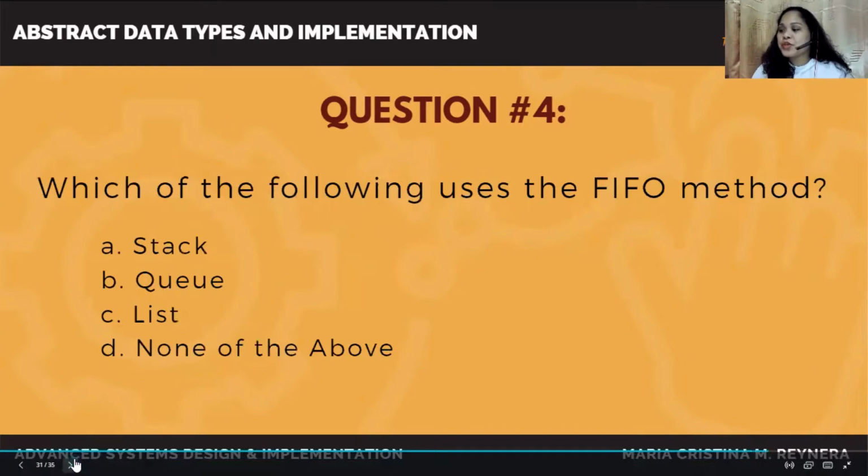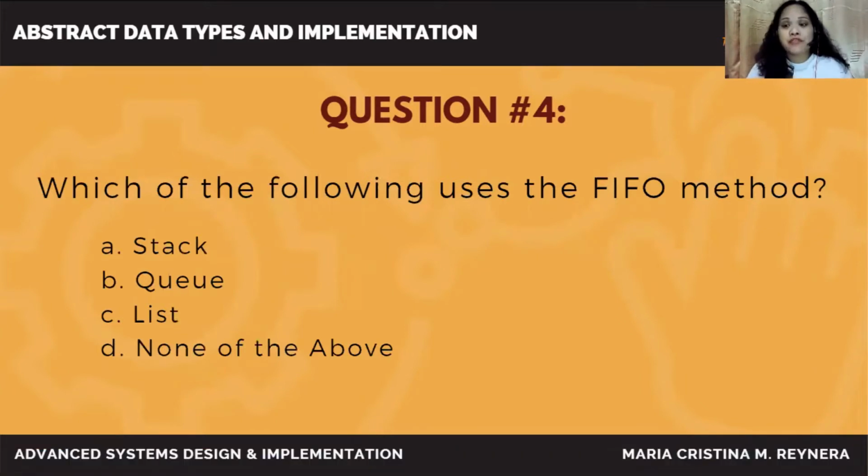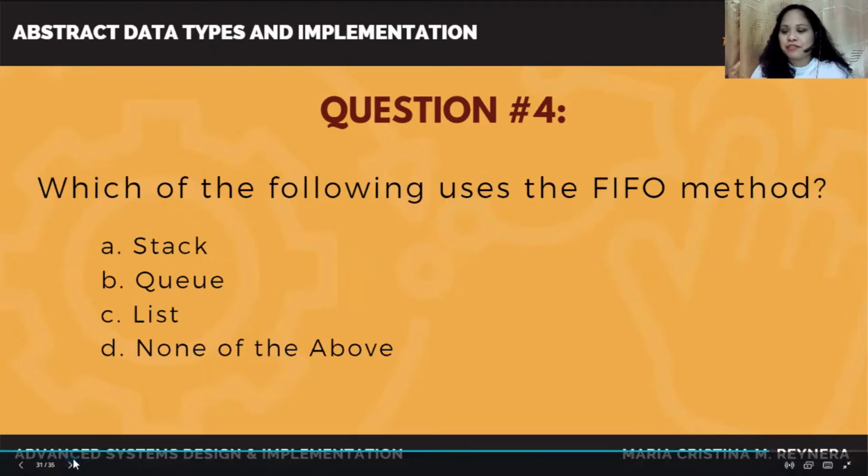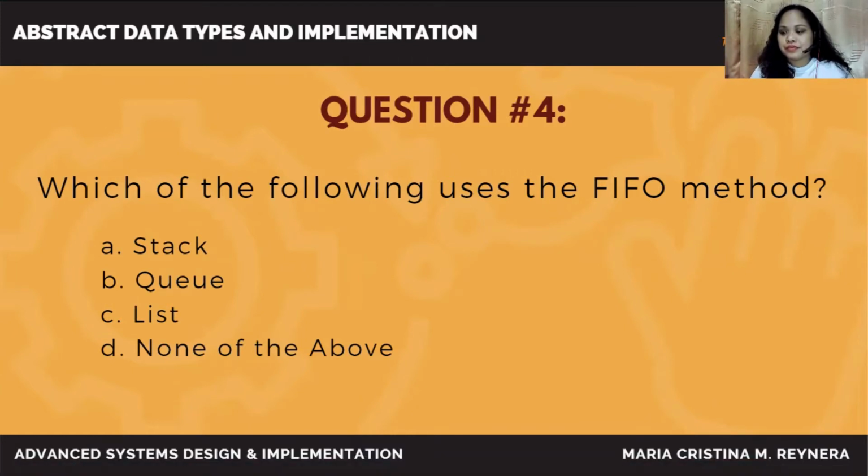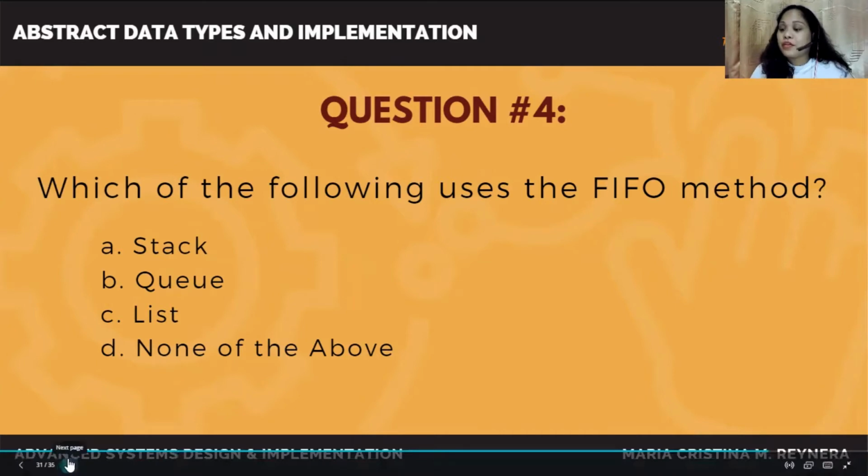Fourth question, which of the following uses the FIFO, or first in, first out method? A, stack, B, queue, C, list, D, none of the above. The correct answer is queue.